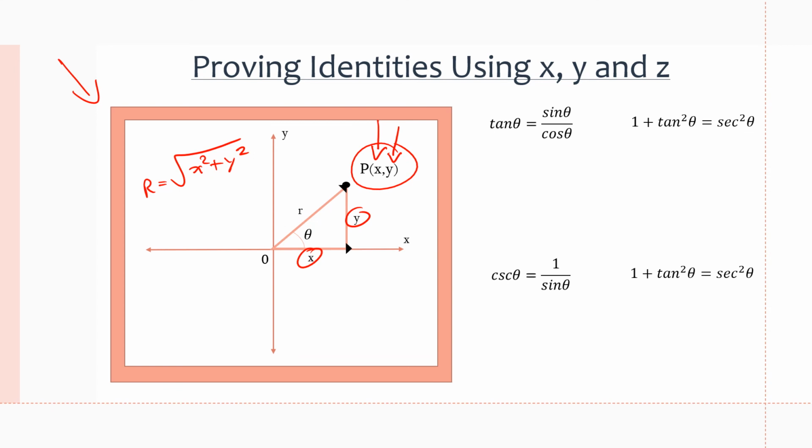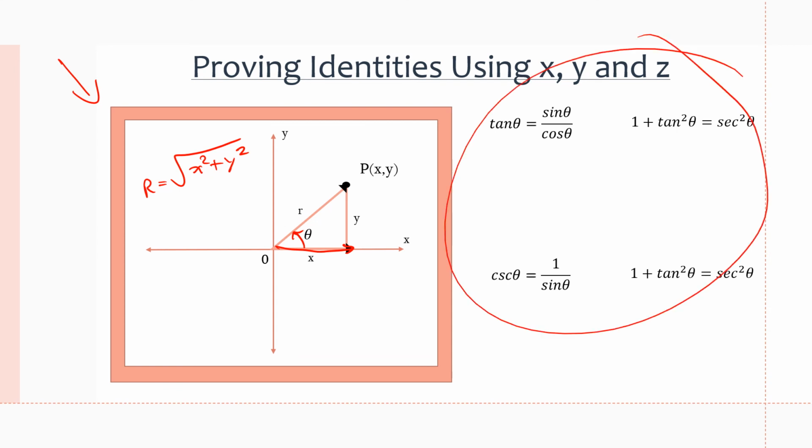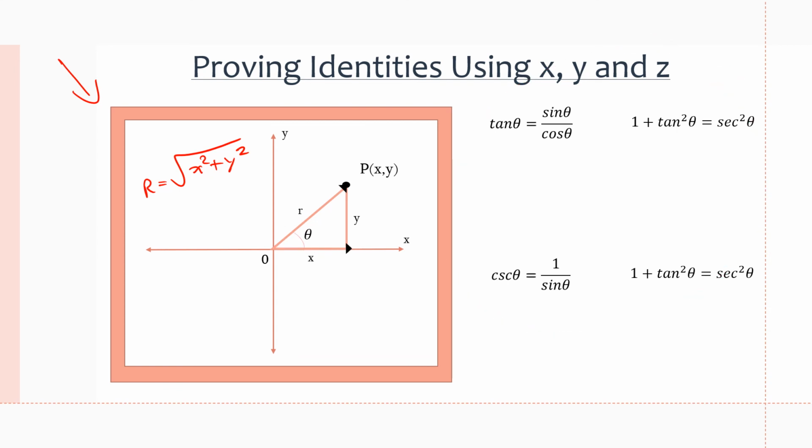And our angle theta will go from our initial arm, which is at the positive x coordinate, to our terminal arm, which is the hypotenuse of our triangle. So we're starting at our initial arm, going to our terminal arm, and that's our angle theta. And using this right triangle, we can substitute the ratios of theta for its equivalent expressions in terms of x, y, and r, and we can solve the identities that way. So let's cover these 4 examples that I have here on the right, and you'll see this happening.